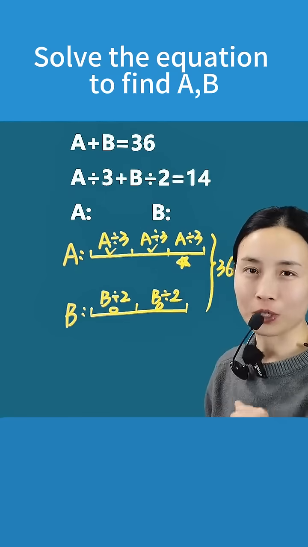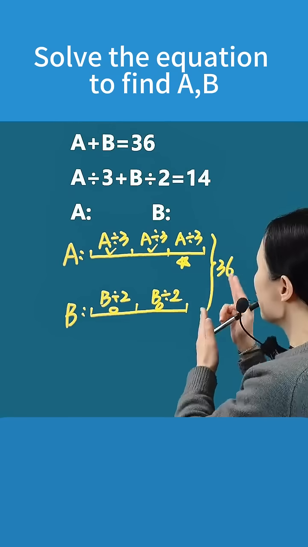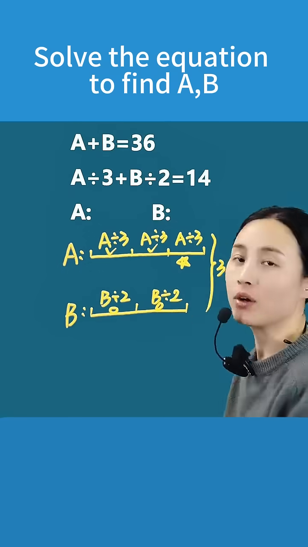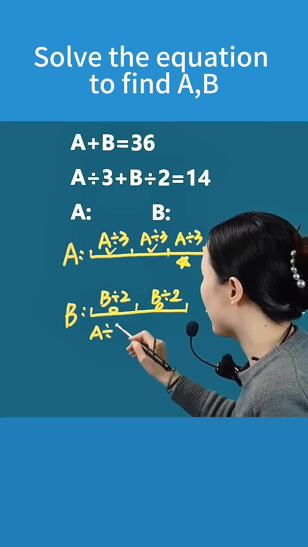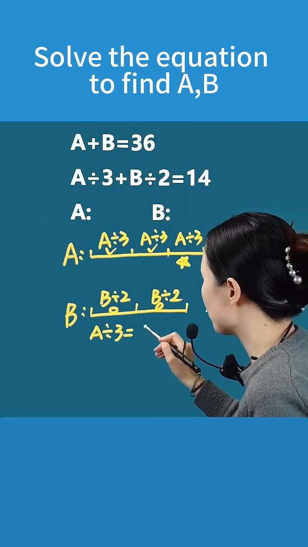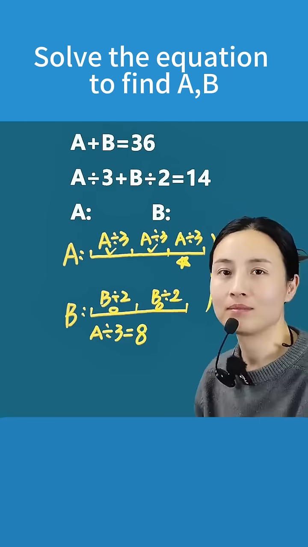How much does this small piece equal? It's very simple. Just take 36, subtract 14, and then subtract another 14. What does that equal directly? Doesn't the variable a divided by 3 actually equal 8? Let me know what you think.